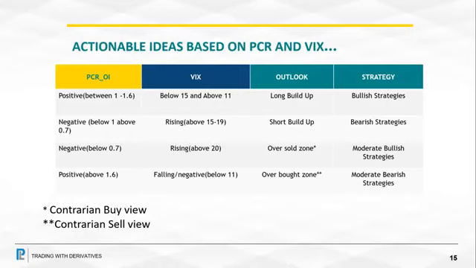Any of the bearish strategy we can practice. So let's say if Nifty PCR is negative completely, that is below 0.7, and VIX is also rising above 20. So this means what? In this scenario, the market or your stock is completely in the oversold zone. And when we are in the oversold zone, the contrarian view is what? We usually practice moderately bullish strategies, like we can go for a short upside from that.